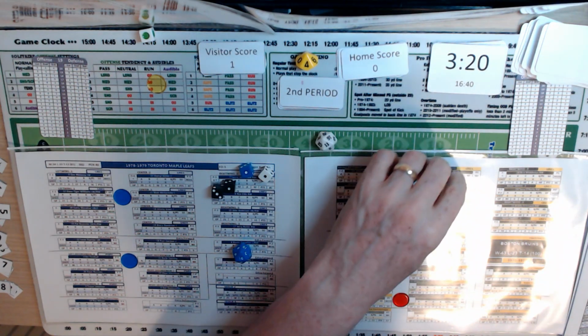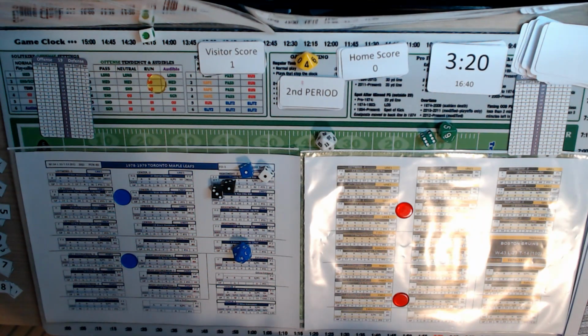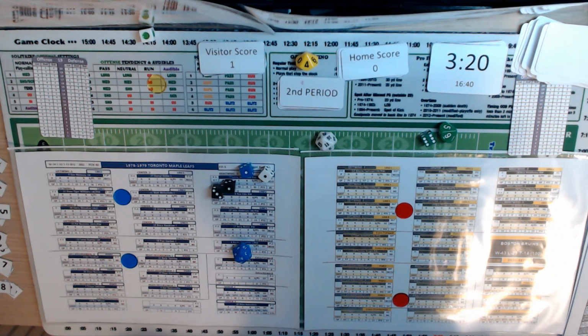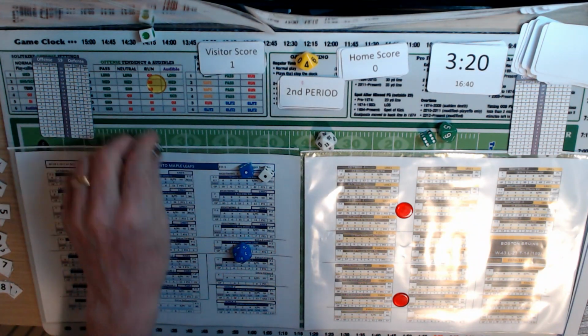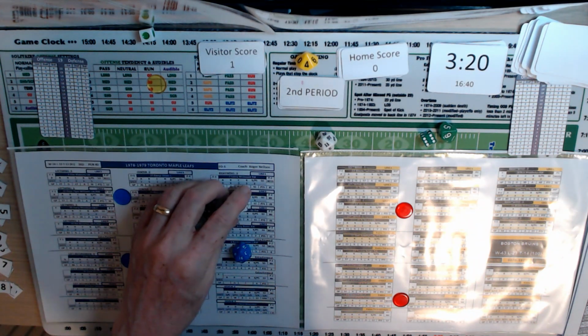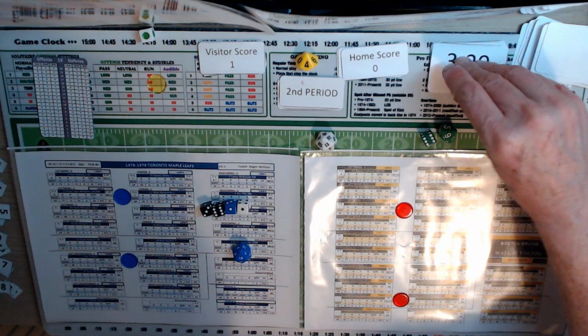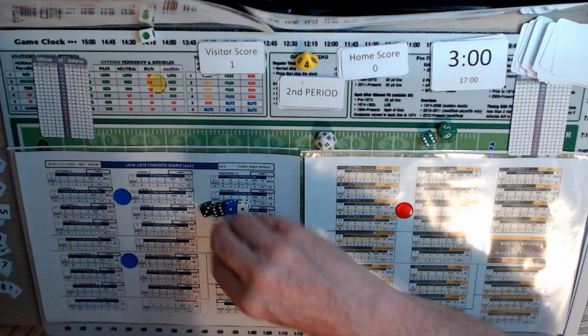So it is blocked by Turnbull. His third block of this period. And 9 is a play on. And we're down to the last 3 minutes of the period.